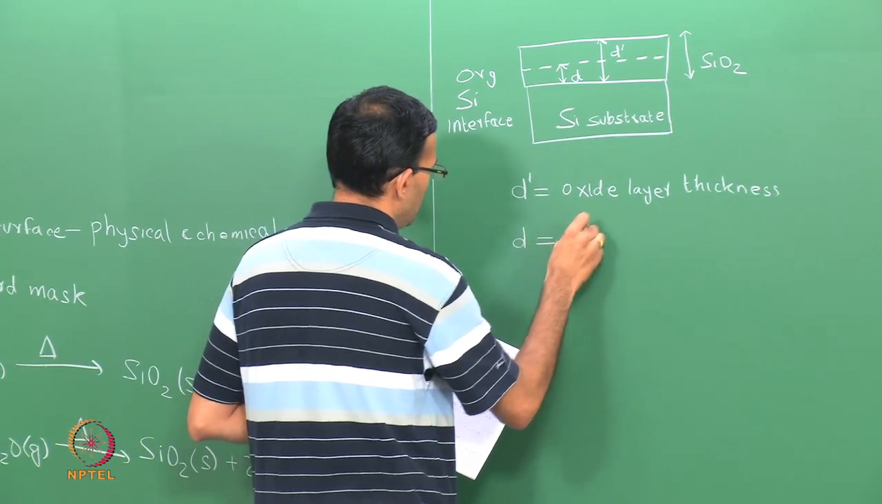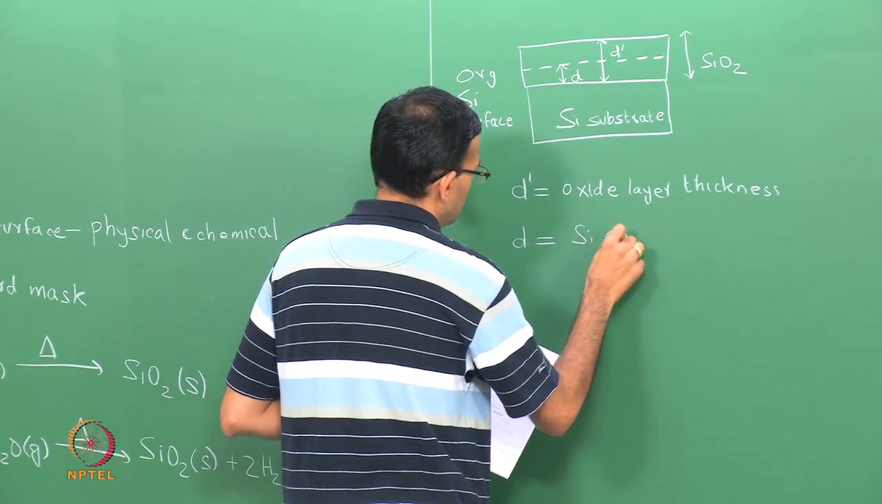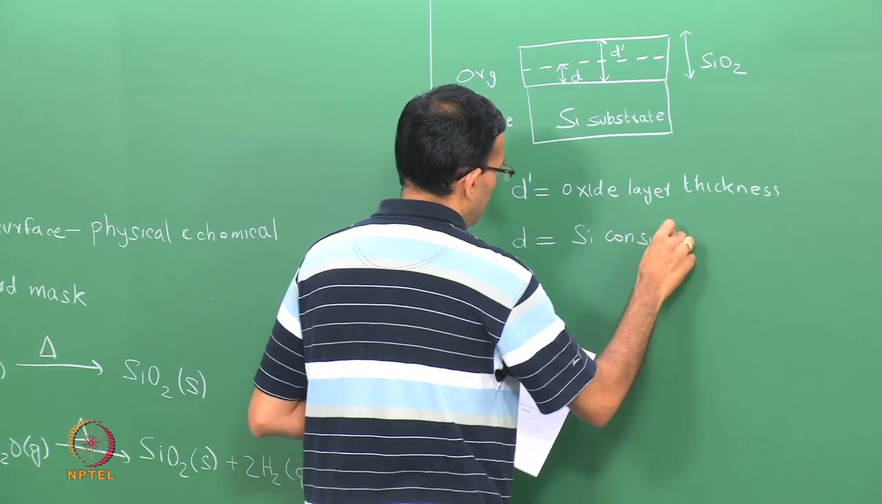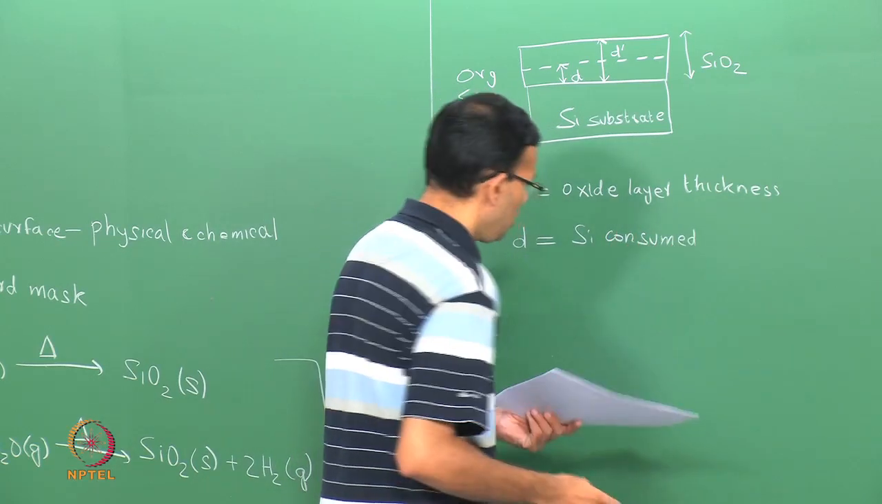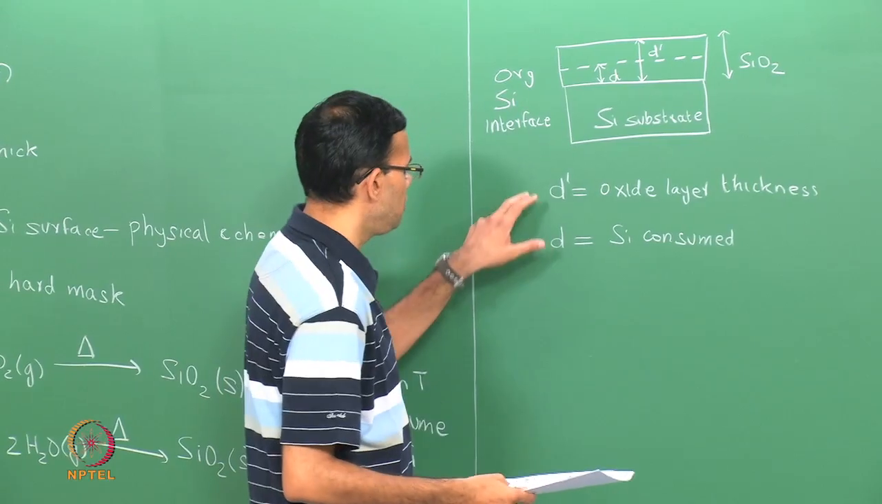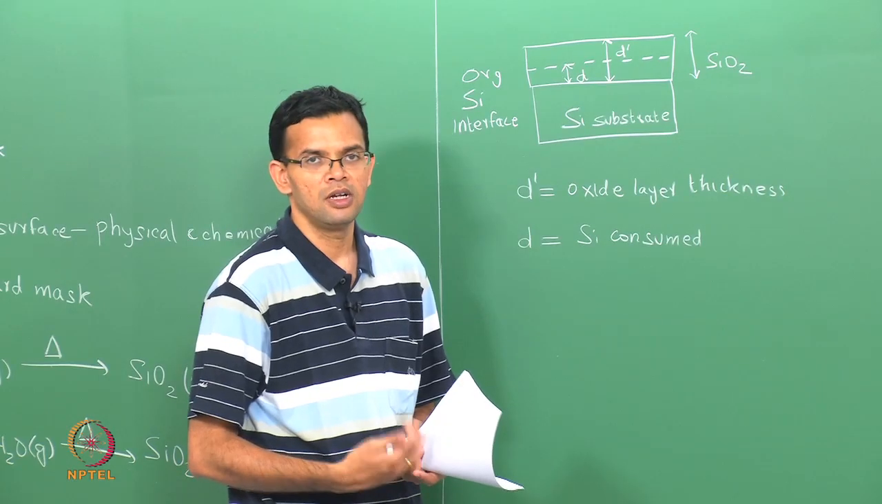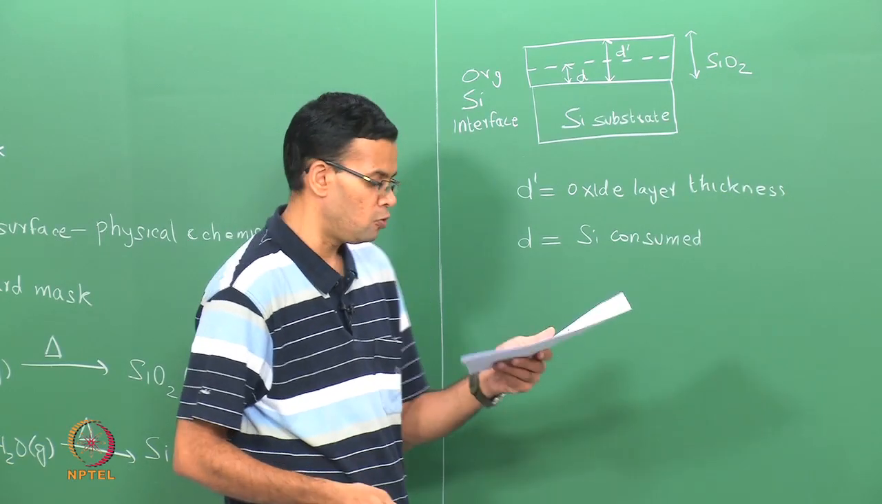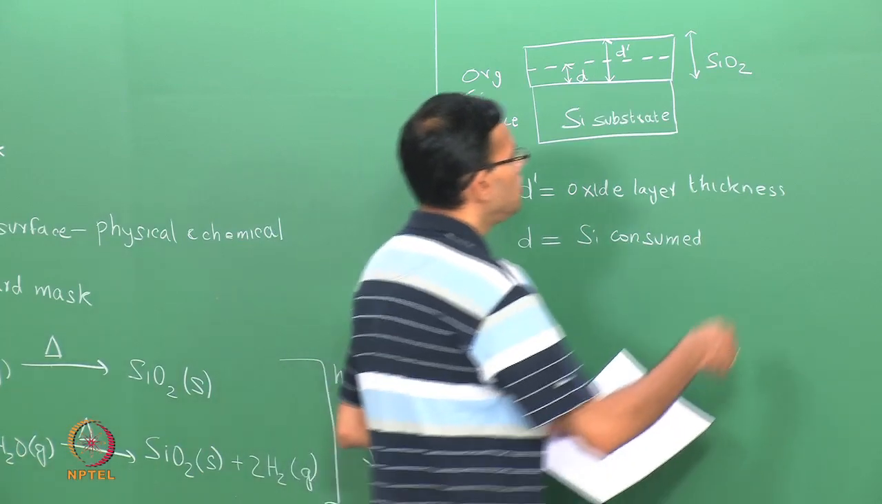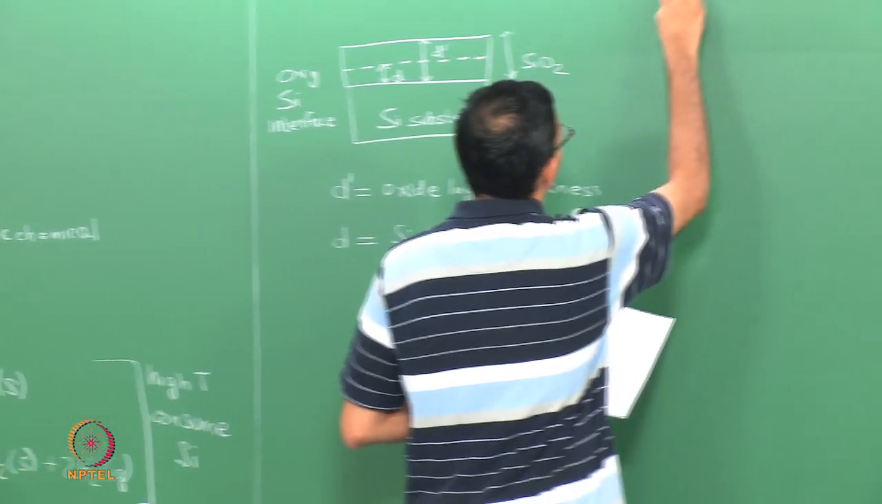And D is the silicon that is consumed in forming this oxide layer. So, one can find a relation between D prime and D by simply looking at the number of moles of silicon consumed and the number of moles of SiO2 formed. To do this, we just need some physical properties.